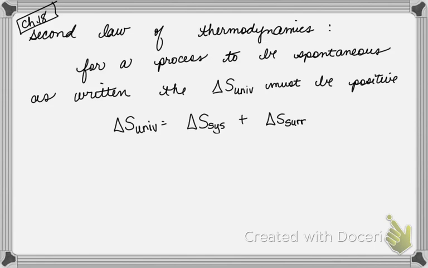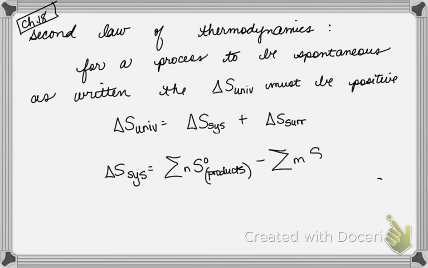The way you can calculate the delta S of the system is using the formula we introduced earlier, where you take the sum of the entropies of each of the products, and you subtract out the sum of the entropies of the reactants, where the n and the m are the coefficients, and you're looking things up in the appendix. And again, the system is the reaction.